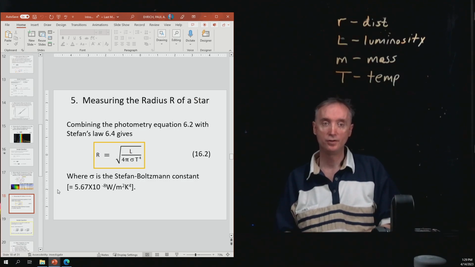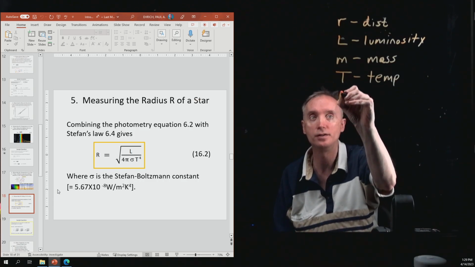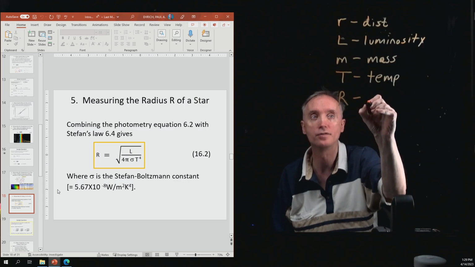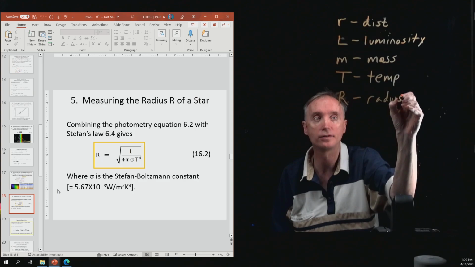Okay, let's continue to study for the Unit 3 exam. And so now we want to talk about radius. So this is going to be the radius r of the star. So how can we do that?